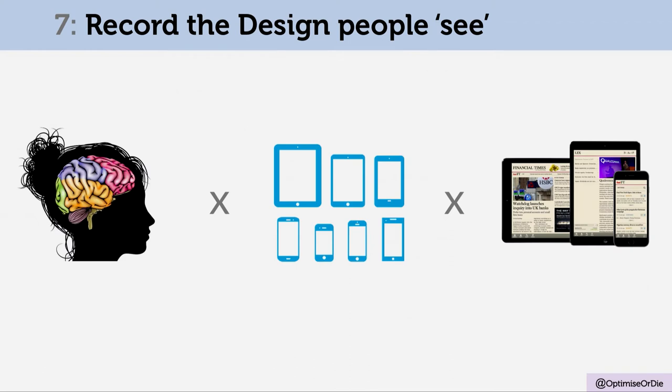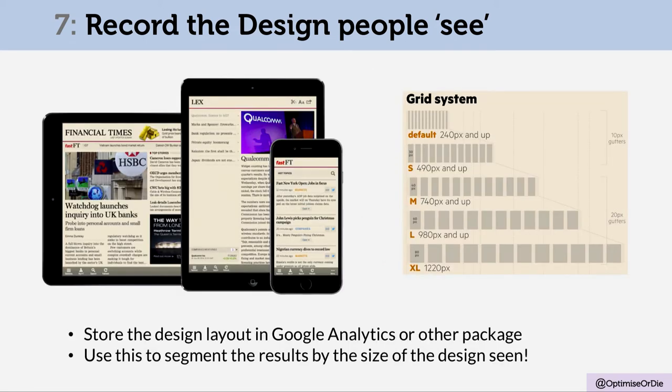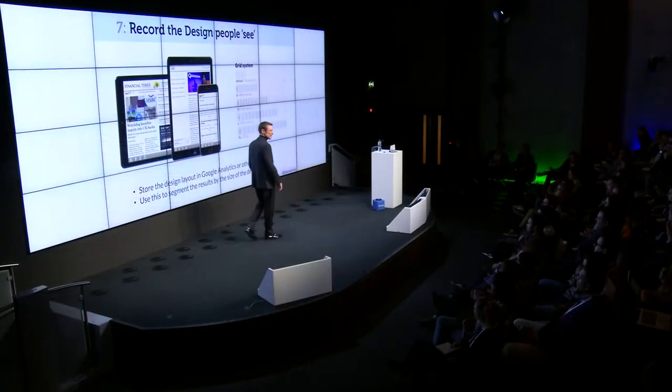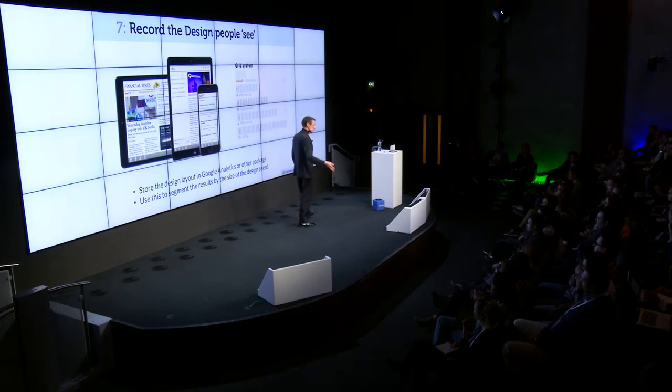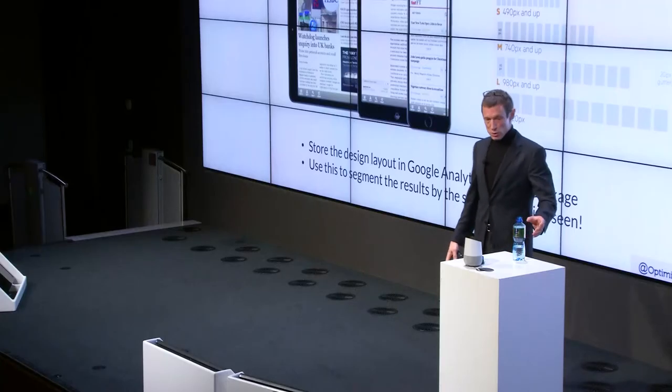Number seven, record what people see. So we've got all these different brains and cohorts and groups and people that we're trying to appeal to, but then they've got all these devices. Oh yeah, but we've made it really difficult. We've got all these different grid layouts and they could be using more than one. It's like, oh my God, this is really complicated. Simple, do what the Financial Times does and store the grid design layout that they're seeing in Google Analytics, right? Because then you know exactly who's looking at what design, because if you're A-B testing it, you can't just say, oh, on average, B won, because B looks different on every one of these different mobile devices. So segment your stuff.